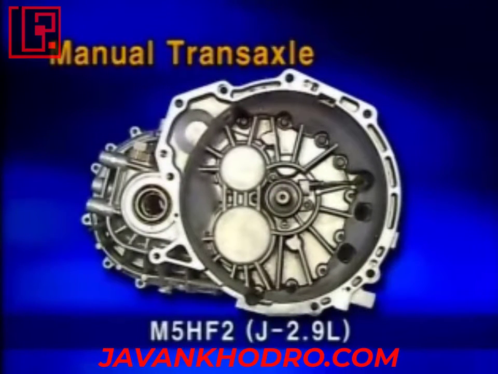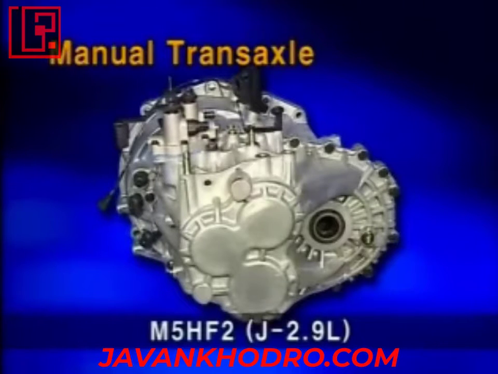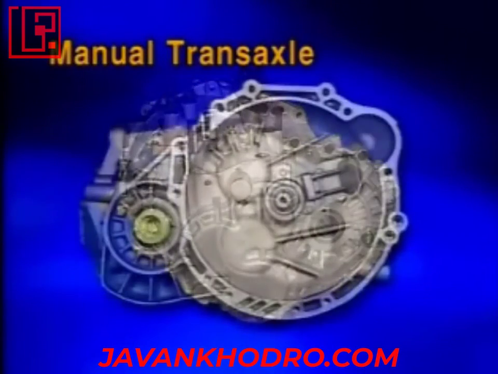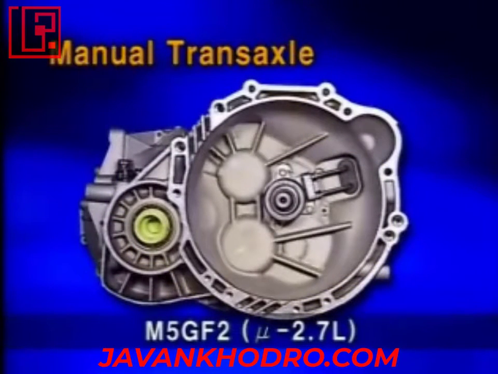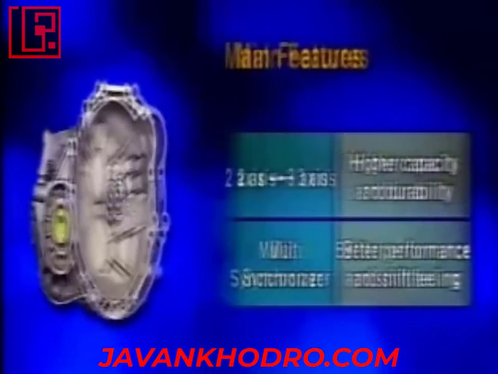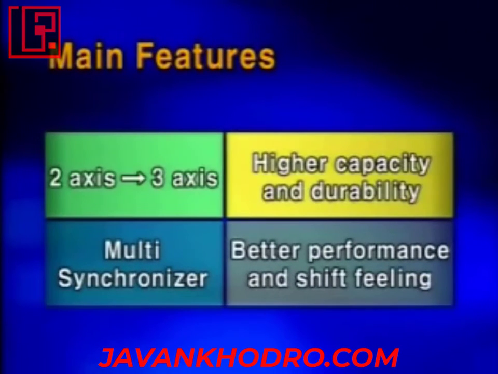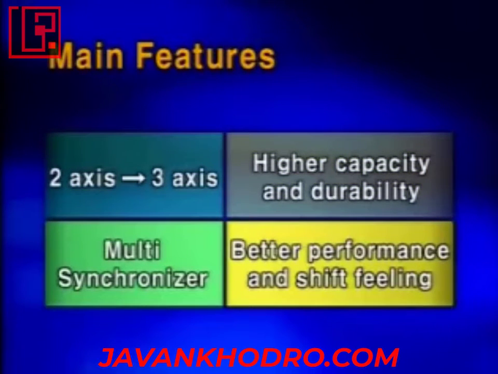The Carnival diesel engine is equipped with a new large-size manual transaxle, M5HF2, and a new middle-size manual transaxle, M5GF2, is for the new 2.7 engine. It has 3 axes. The capability and durability are enhanced. As the multi-synchronizer is applied, the performance and shift feeling are enhanced.